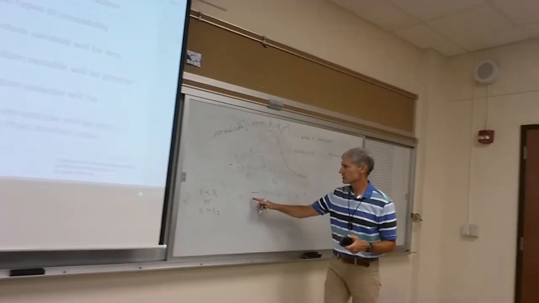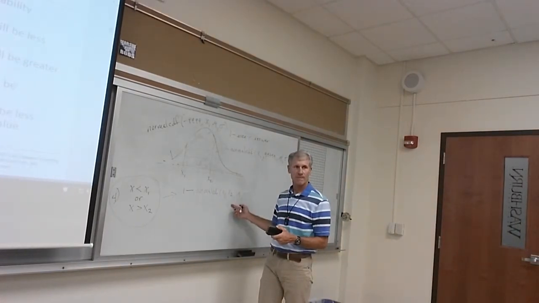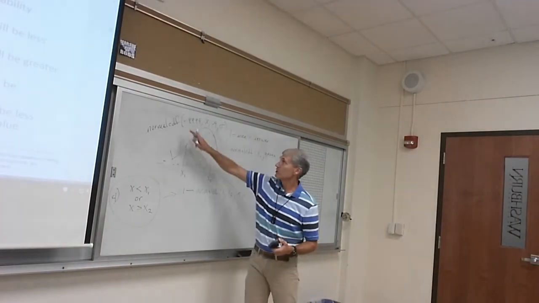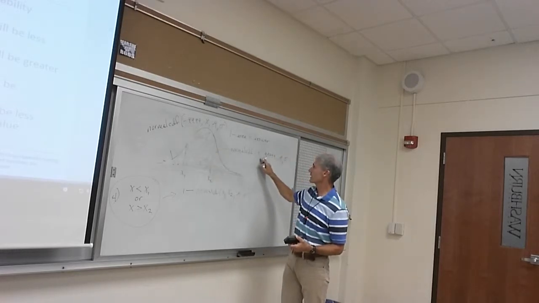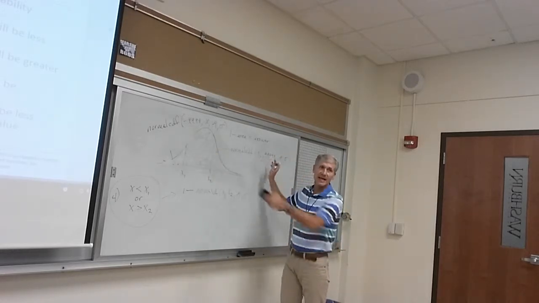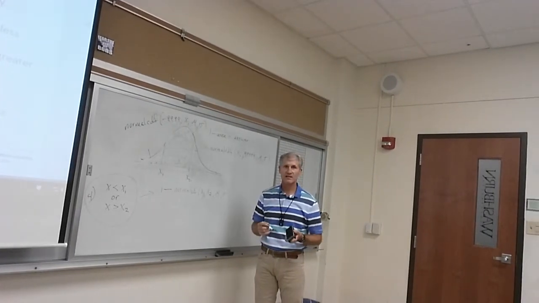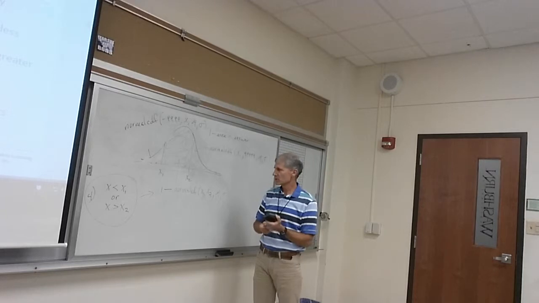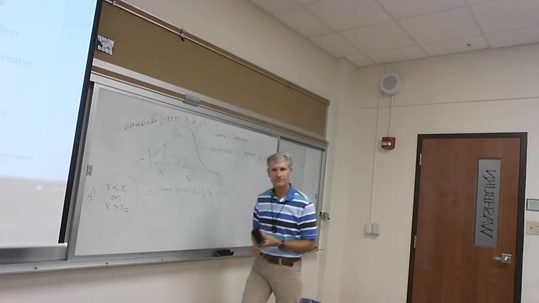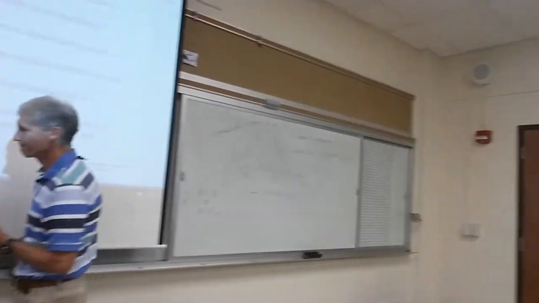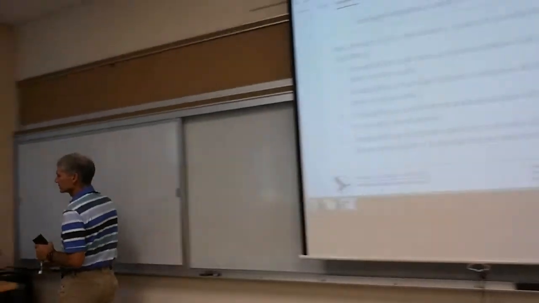The easiest way is to do 1 minus the probability of being in between them. But you could also do it by doing this one, then doing this one with x2, and then adding those two things together. You should get exactly the same answer either way. This one just requires less button pushing. Okay? Let's practice.